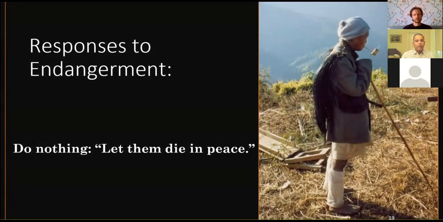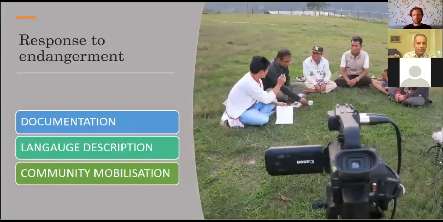Coming to various responses to endangerment, one attitude is, okay, let them die in peace, as Malik said. But there are other options. There is the possibility of documentation, language description, and community mobilization. And today I would like to speak about each of these aspects of response to endangerment.